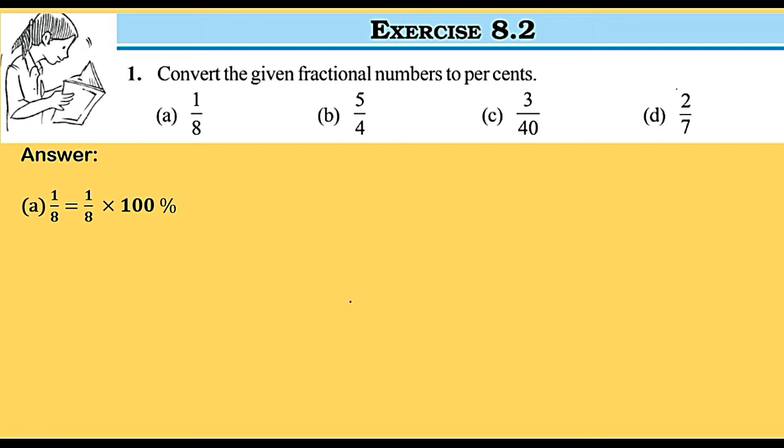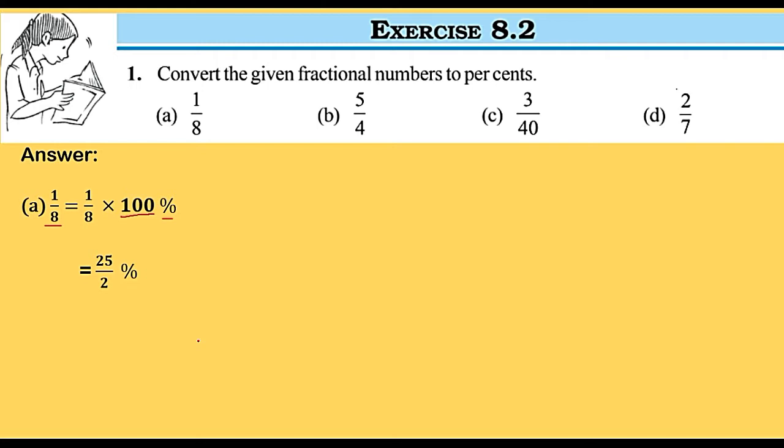Question number 1. Convert the given fractional numbers to percents. Now, we have to find out the value out of 100. That is the meaning of percent: out of 100. So what we have to do? If 1 is given out of 8, what the value will be out of 100? Multiply by 100 and don't forget the percent symbol. So if I reduce it to lowest terms, 100 upon 8, I get 25 upon 2%.